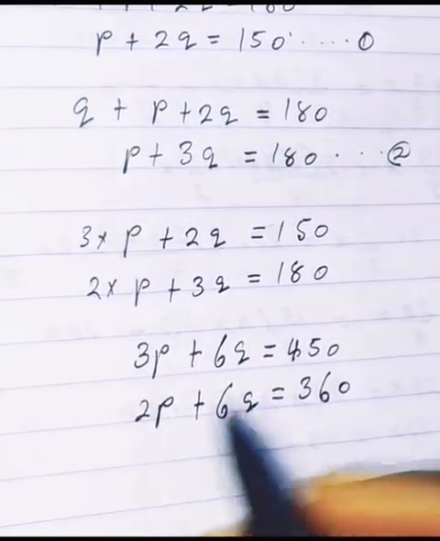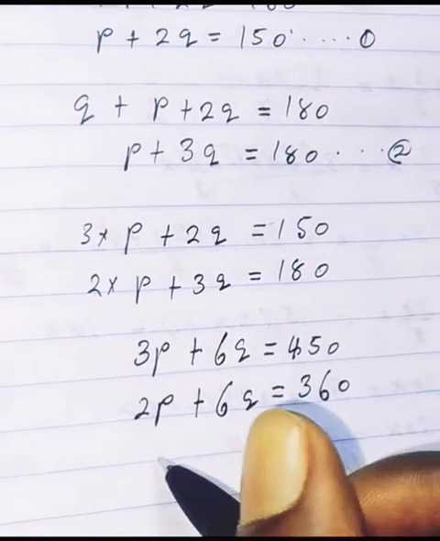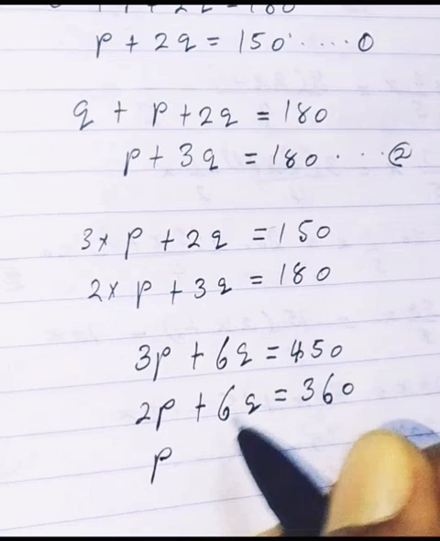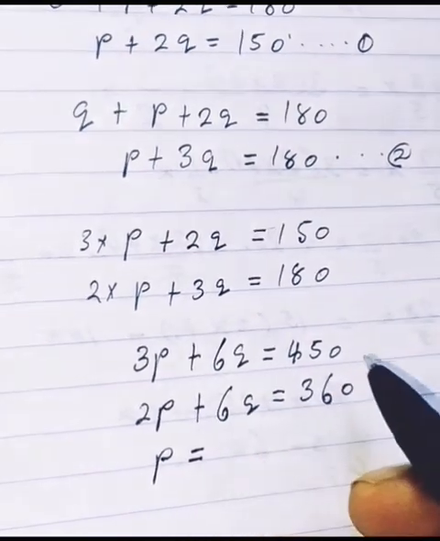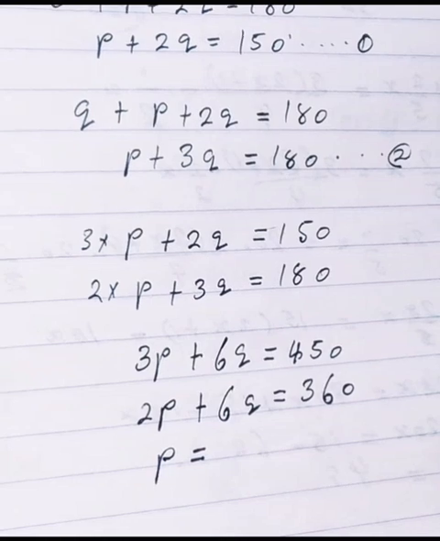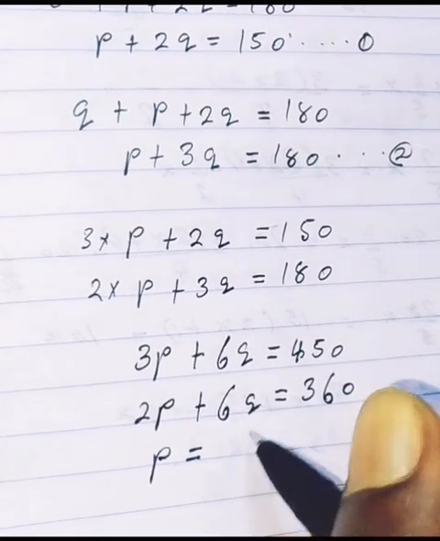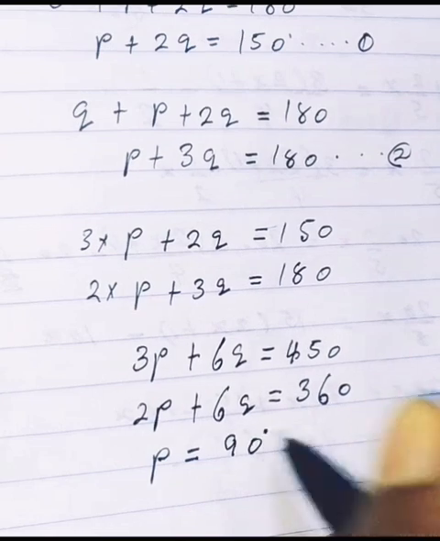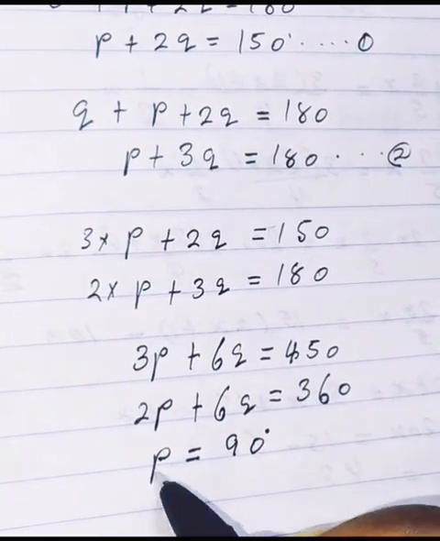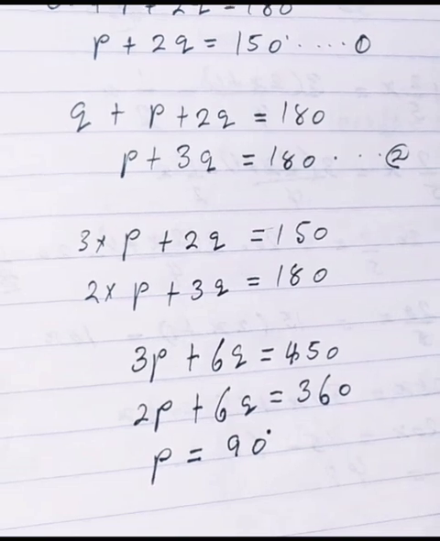Subtract: 3p minus 2p gives us p. Alright, this minus this is 0, equals 450 minus 360, and that will give us 90. Alright, 90 degrees. So therefore the value of p is 90 degrees. Can you see? It's very simple.